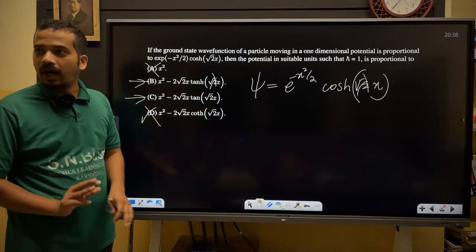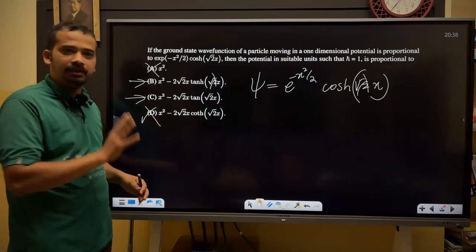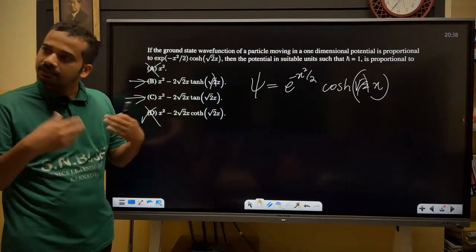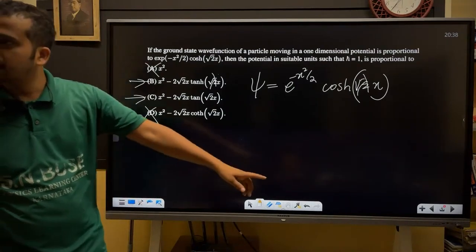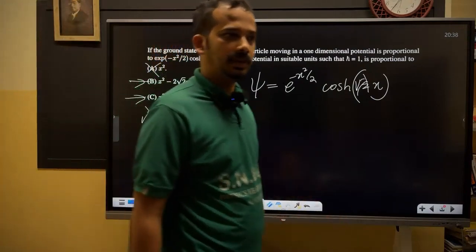But after solving the problem by the ideal method, you sit and think, what else can I do? That's what is required for the exam. Is that okay?